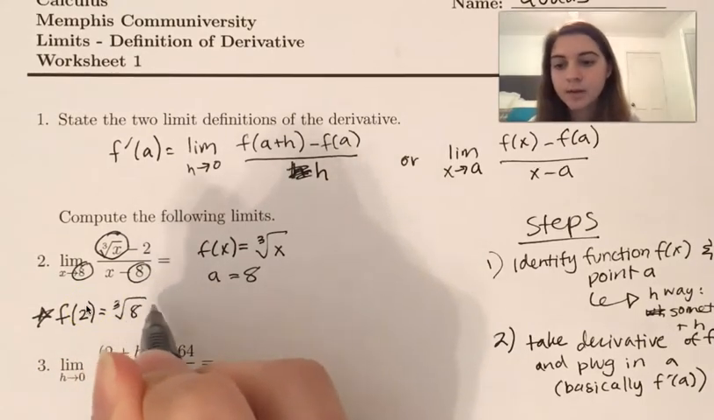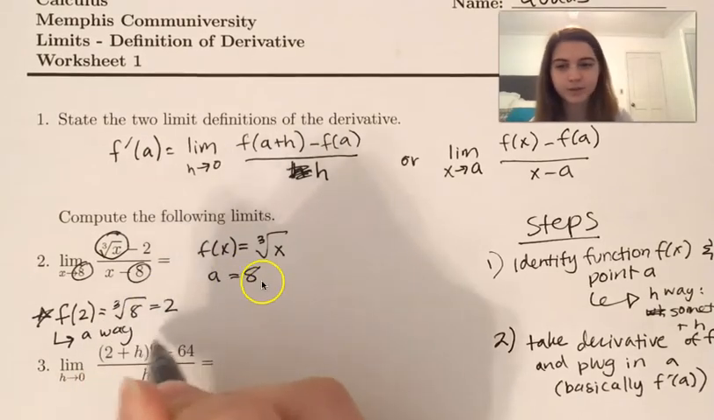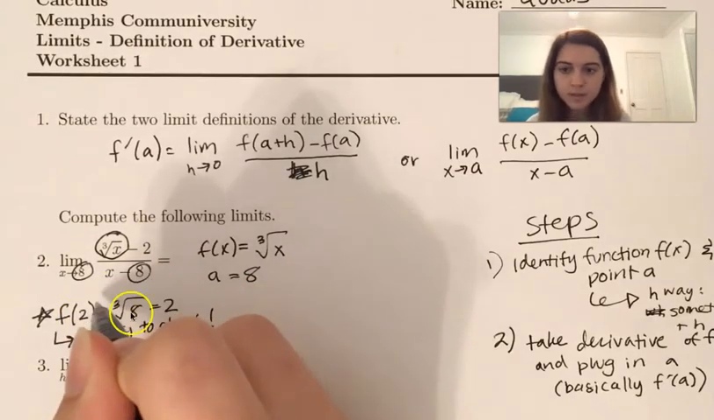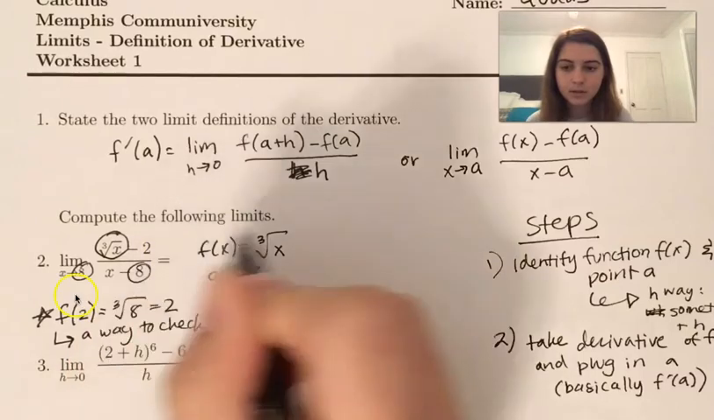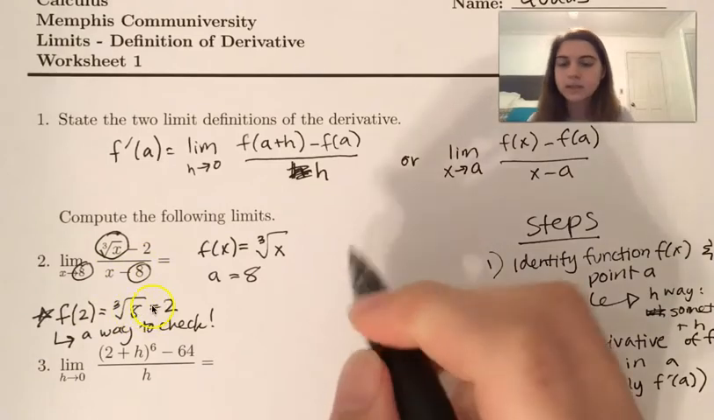Here's a cool thing you can do to check that you got the right numbers for a and f of x. We took this 2 here and plugged in f of 2, because remember, this should be f of a. So I think I wrote that wrong. It would be f of 8: you plug 8 into f of x, and you get 2.